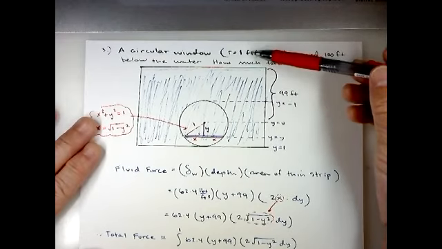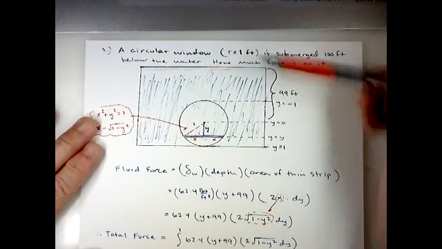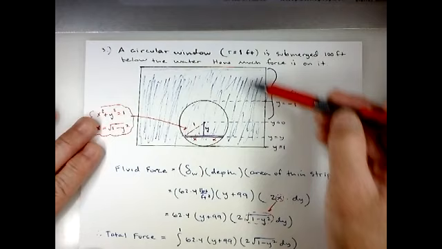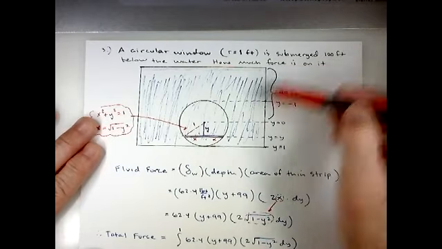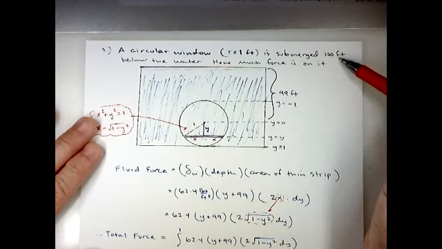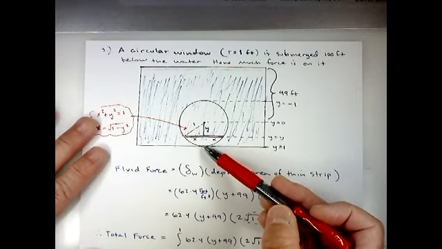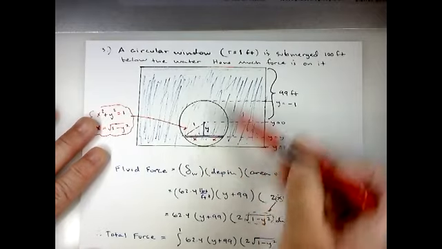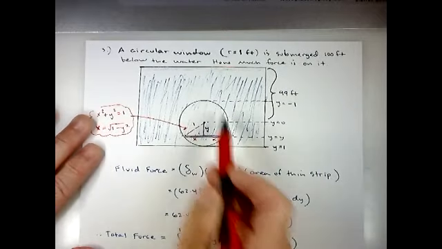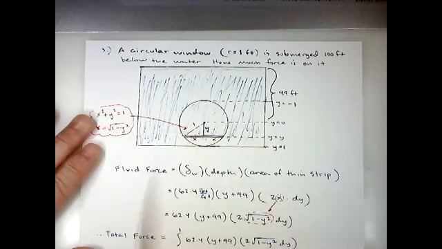So let's say I have a circular window, 1 foot radius, and I'm not drawing this to scale, but let's say we're submerged 100 feet below the water. And by 100 feet, I mean the bottom of the window is 100 feet below the surface of the water. How much fluid force is acting just on that circular window?